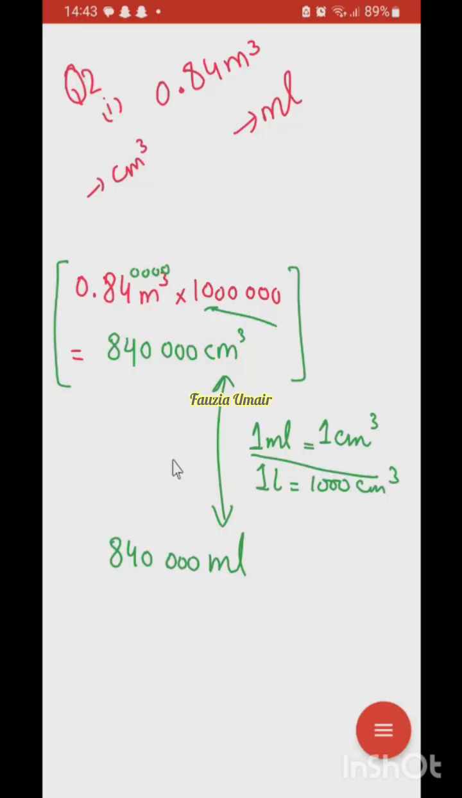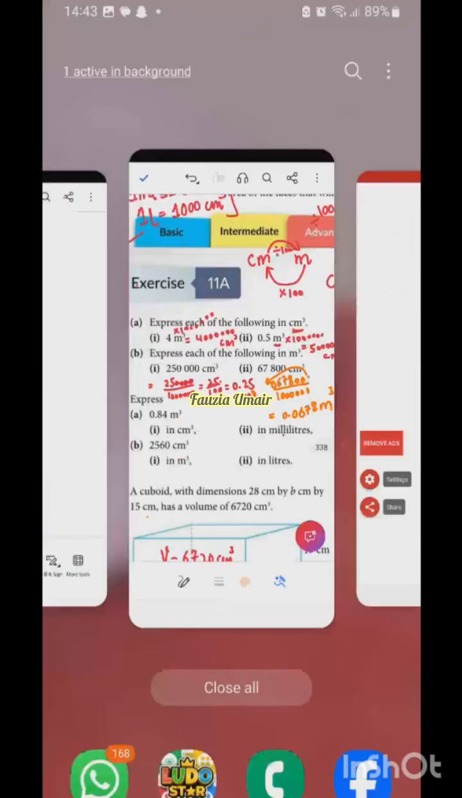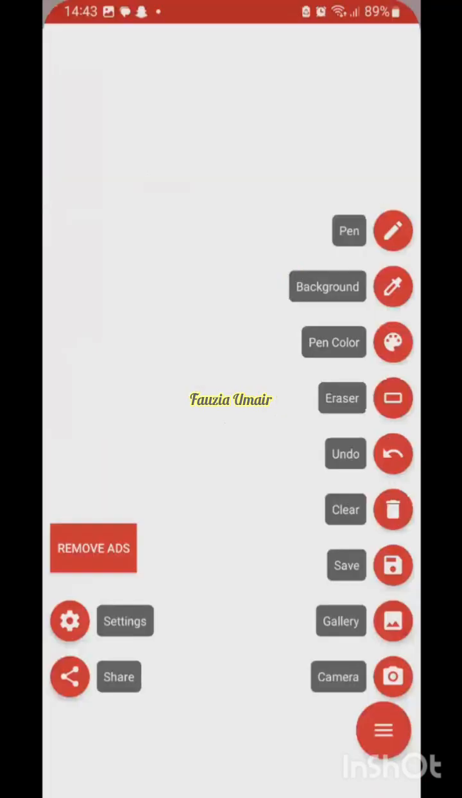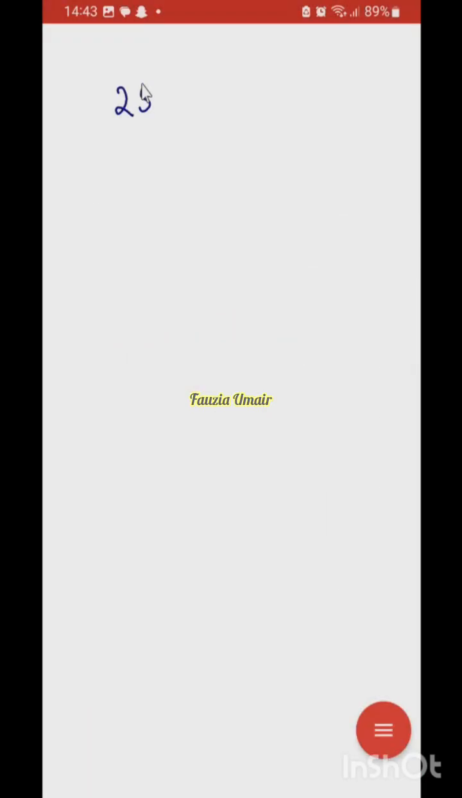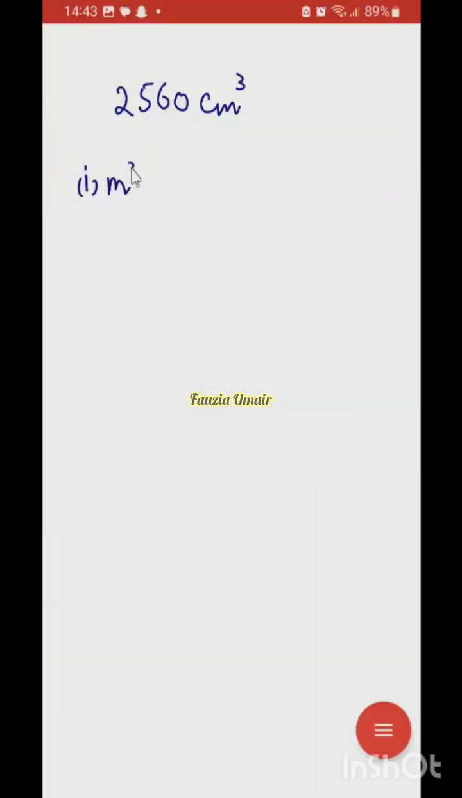Is it clear, beta? Yes, ma'am. So now let's do the second part. The second part is 2,560 cubic centimeter, and we need to convert it into, हमने किस किस में convert करना है? Meter cube and in liters. Okay.